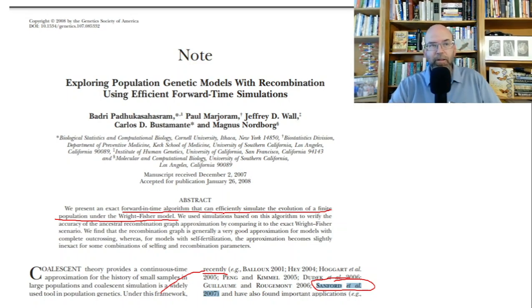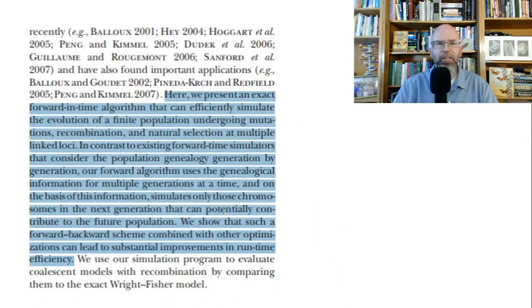Now, referencing them doesn't mean they use their program, right? In fact, they didn't use their program. They came up with their own program in order to do this. And what I found interesting was, let's look below that reference. And also found, here's Stanford et al. Here we present an exact forward in time algorithm that can efficiently simulate the evolution of a finite population undergoing mutations, recombination, natural selection at multiple linked loci. Oh, that's what Mendel's accountant claims to do.